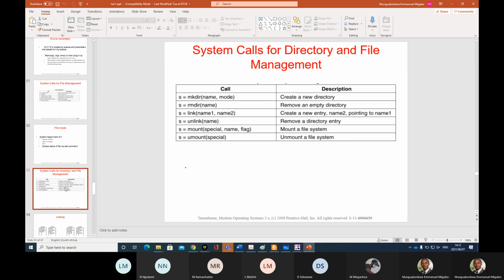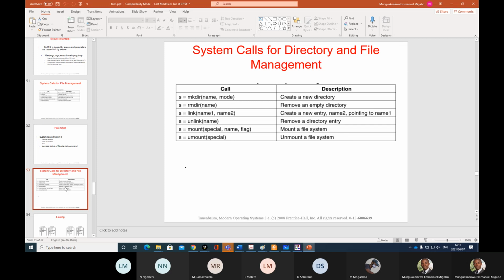You've got link, which creates a new entry with a second name, name2, for example, pointing to name1. In such a way that from that moment on, the two files or the two directories are linked. So you can refer by name2, after execution of link, to a file called name1. Unlinking is also important to undo the link.